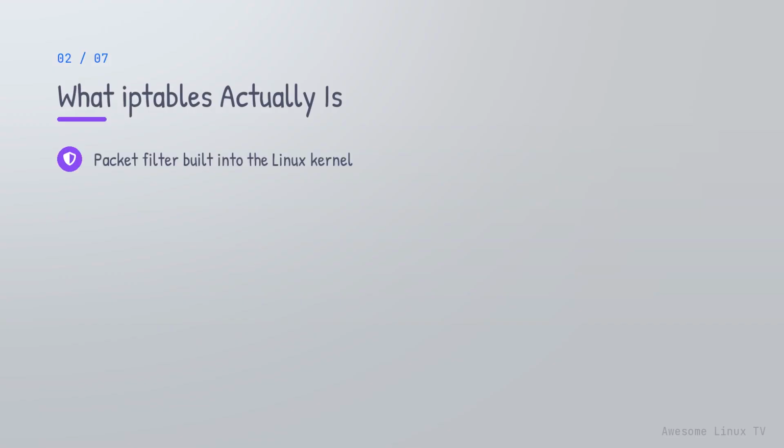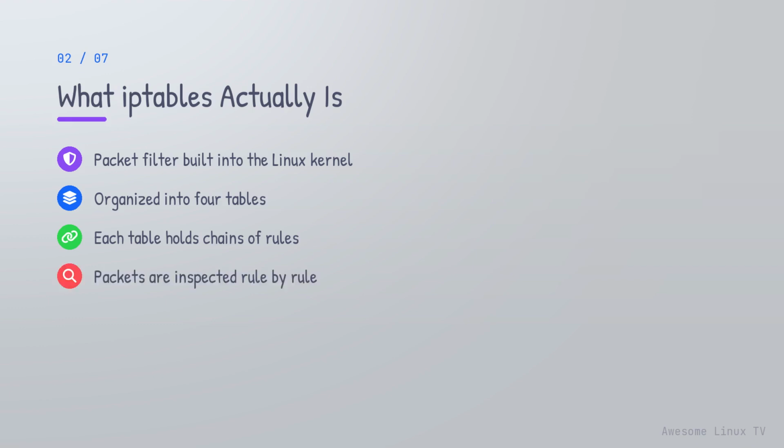iptables is the kernel's packet filtering system. It's been around since the early 2000s, and it's still the default on most Linux distributions. The idea is straightforward. Every network packet that enters, leaves, or passes through your machine hits a series of checkpoints. At each checkpoint, iptables walks through a list of rules to decide what to do: let it through, drop it, rewrite it, or hand it off for more processing.